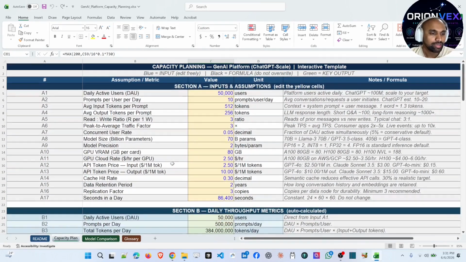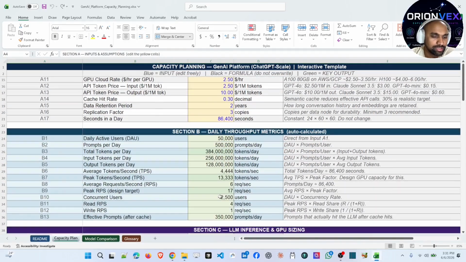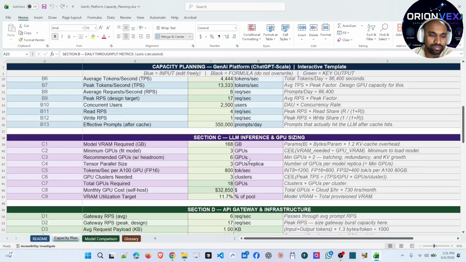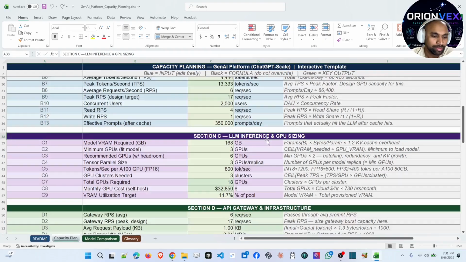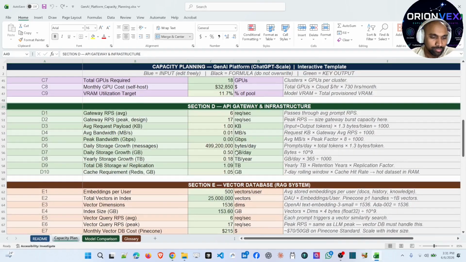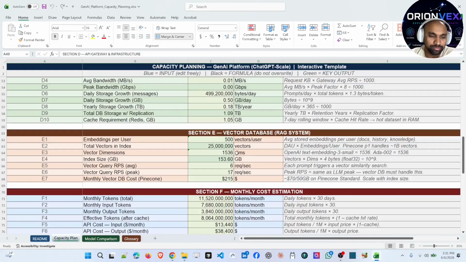Okay, this is the capacity planning. We can divide it into different sections. Section A, we are going to do the assumptions. Based on these assumptions, we are going to calculate the following parameters. Second is the daily throughput metrics. We are going to calculate how much the daily throughput is. Section C, the LLM inference and GPU sizing. Section D is the API and gateway infrastructure we require. Section E is the vector database or RAG system we need to consider.